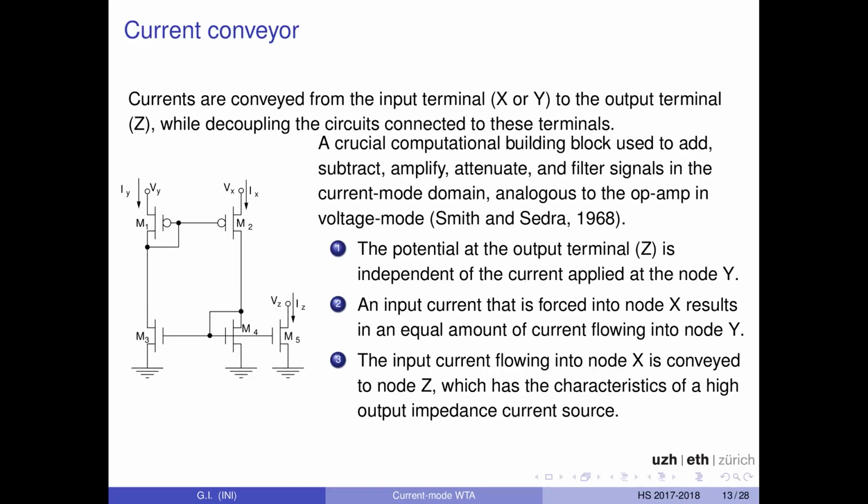So you completely decouple the input from the output. And people were saying, if we need an op-amp for currents, we need the same. We need something that takes an input current, conveys it to the output, and decouples the circuits connected to these terminals. And we want to use this building block to do computation, to add, subtract, amplify, filter, and all of these things. And I told you this was the 70s.